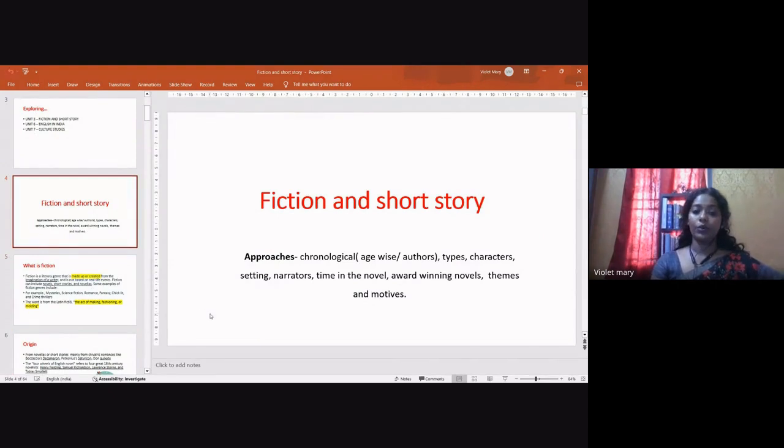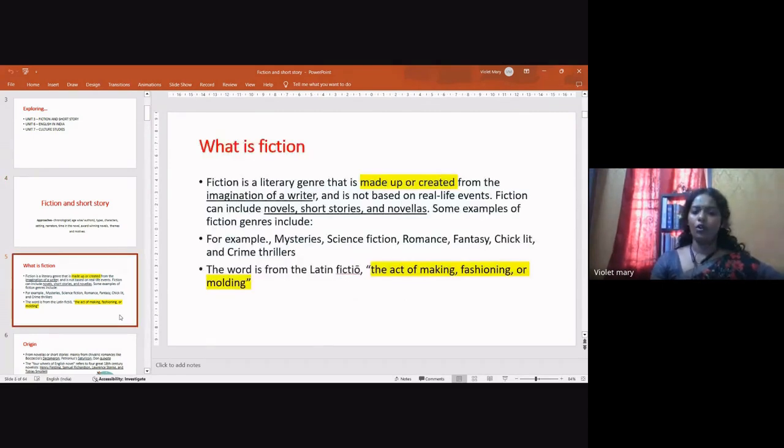Okay, then you can club it with the themes and motives. Similar thematic novels are there. So these are the different types you can approach in the fiction. Yeah, so we all know what is fiction.